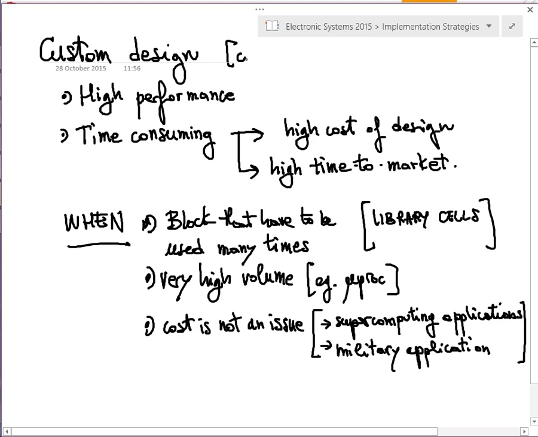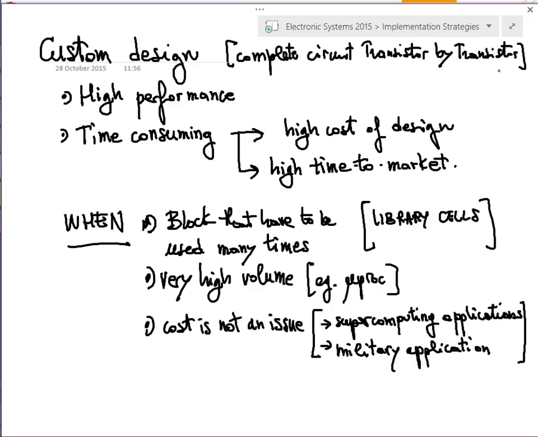So let me just complete, just to stress the issue, complete circuit transistor by transistor. By the way, custom design is the norm for analog applications and for radio frequency applications. It has not disappeared. For analog circuits and for radio frequency, high frequency applications, radio transceivers, and so on, you always have custom design. So every transistor is designed one by one. But in the case of digital logic, this is disappearing.